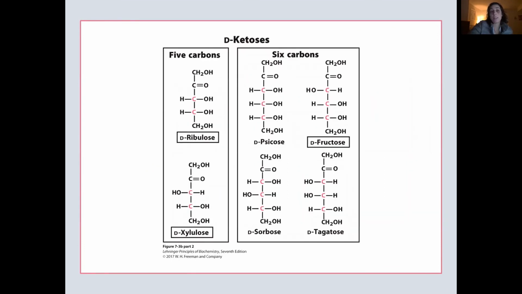And now looking into the 5 carbon and 6 carbon ketoses, we can see again some highlighted ones of biological importance: ribulose, xylulose, and fructose. Fructose being one of the most important ones that you will see. So again, these are now ketoses that are either made of 5 or 6 carbons.